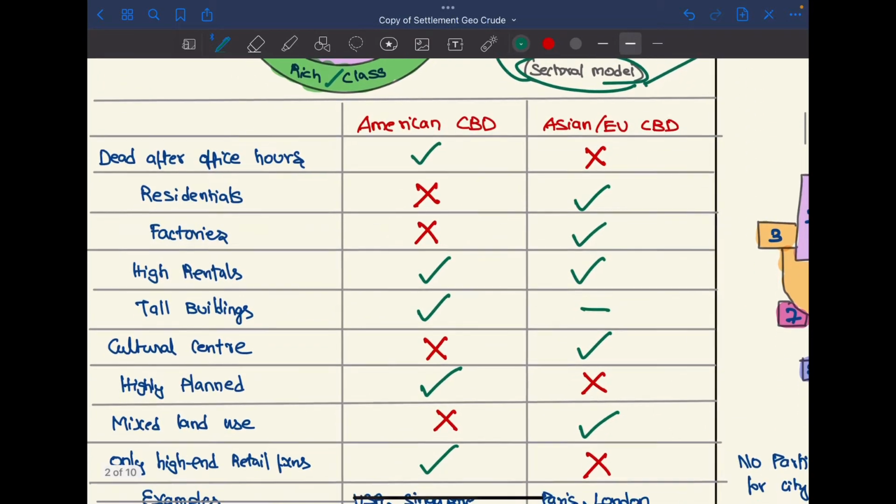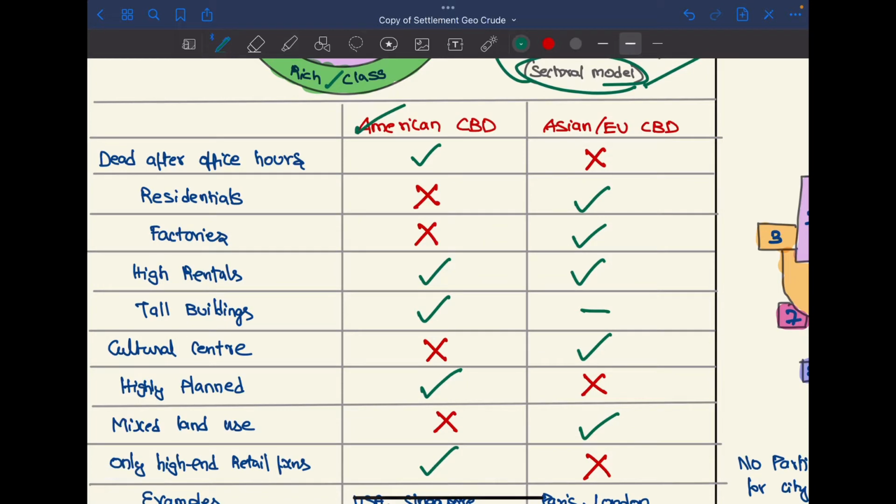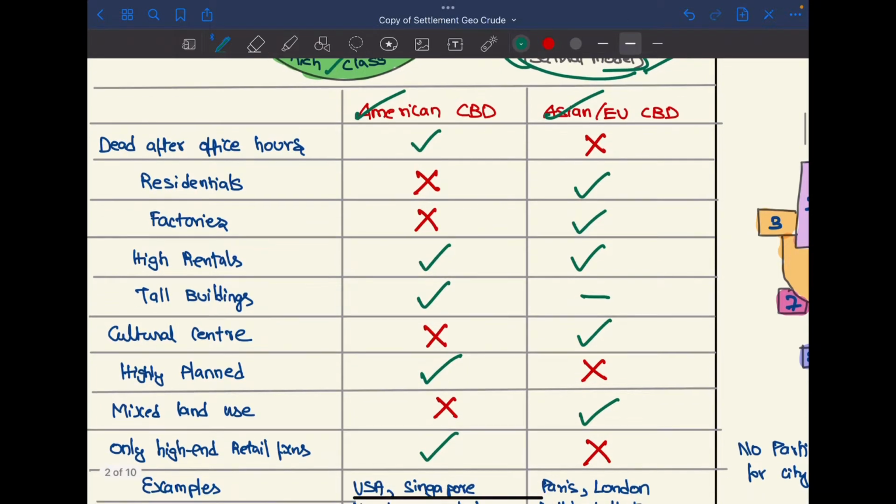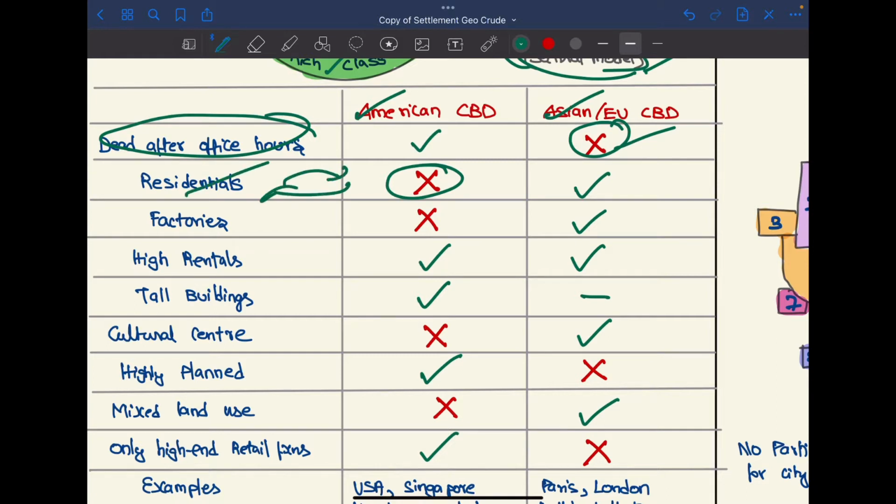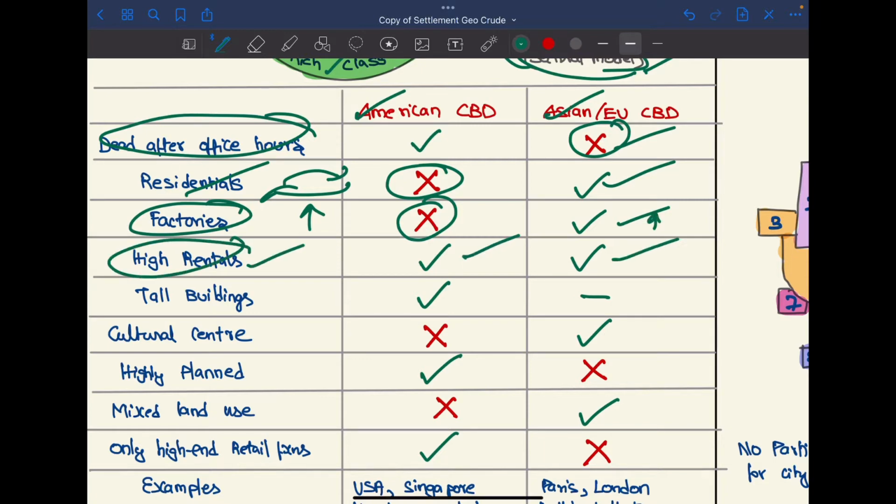Also, comparing the CBDs, we have two types: American CBD and Asian or European CBD. So the American CBD will be dead after office hours. People come here, work, and they go back. Old and influential people will be living here. Here there won't be any factories because of very high rent. Here there will be factories because of a very old historical and cultural influence. And here there will be high rentals. Here also there will be high rentals.